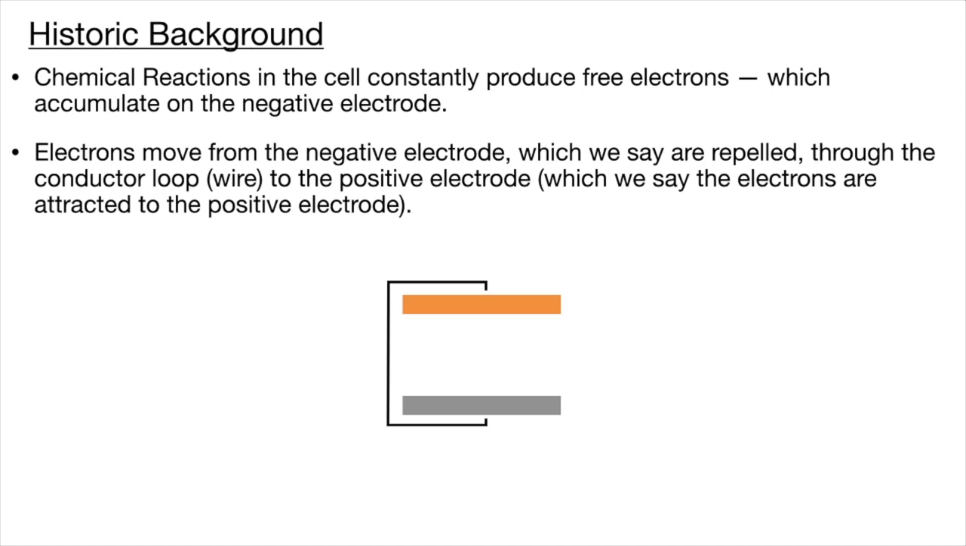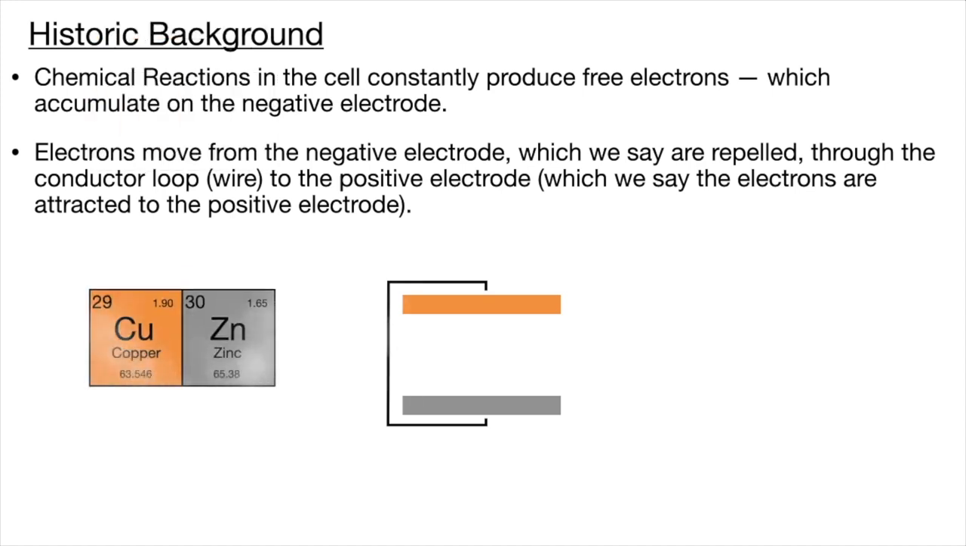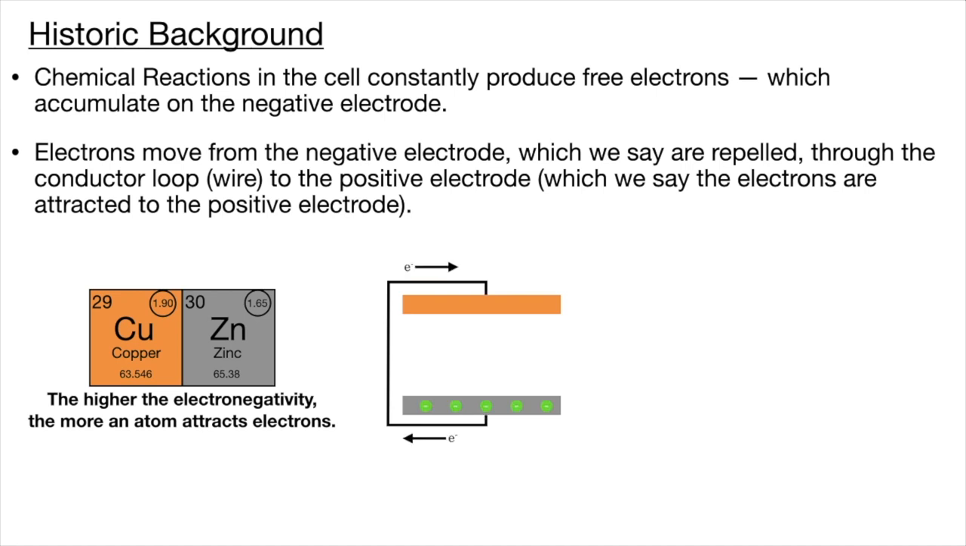Volta's battery was composed of copper and zinc. The higher the electronegativity, the more an atom attracts electrons. Copper has a 1.9, zinc has a 1.65. So the electrons from the zinc go to the copper. This makes the zinc plate positive and the copper plate negative. This creates an electric field between the two plates.